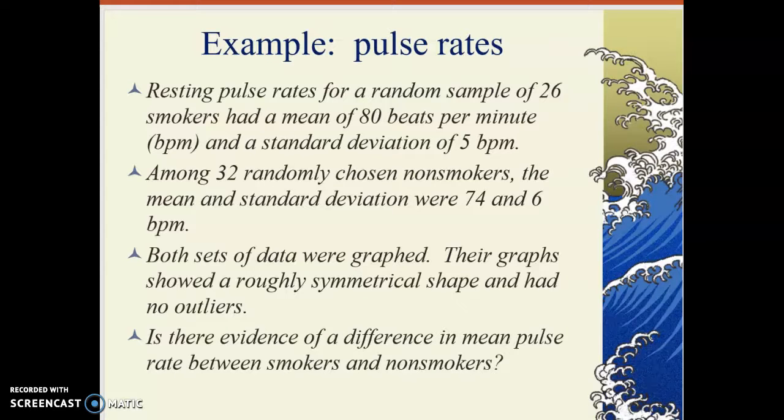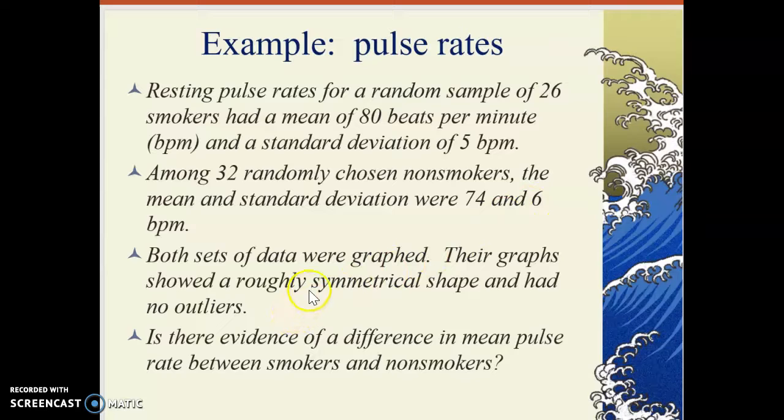Here's our first example problem for Chapter 23. We're going to be looking at resting pulse rates for smokers versus non-smokers. So here's our situation. Resting pulse rates for a random sample of 26 smokers had a mean of 80 beats per minute and a standard deviation of 5 beats per minute. In our second group, which was 32 randomly chosen non-smokers, the mean and standard deviation were 74 beats per minute and 6 beats per minute.